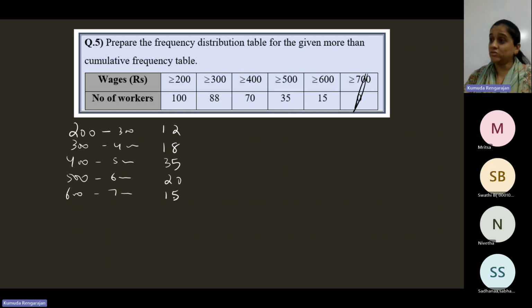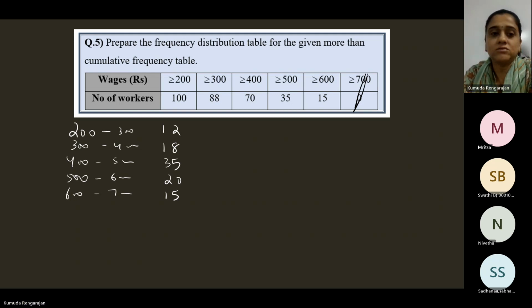There we wrote the first one as it is and then started subtracting. Here you start subtracting and write the last one as it is. There we wrote the first one as it is and then we kept subtracting. Here you start subtracting 100 minus 88, write the answer. 88 minus 70, 70 minus 35, 35 minus 15. Write the last value 15 as it is.